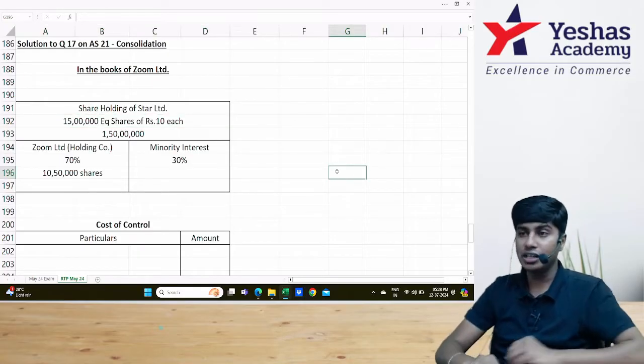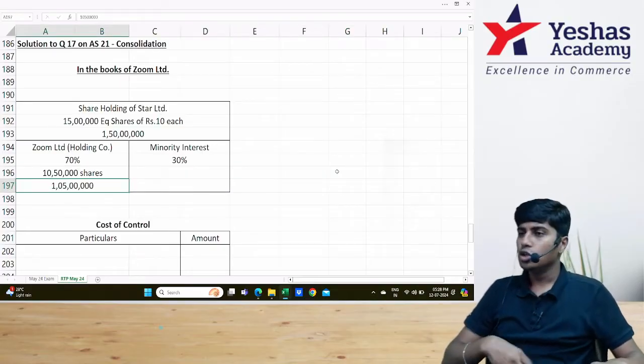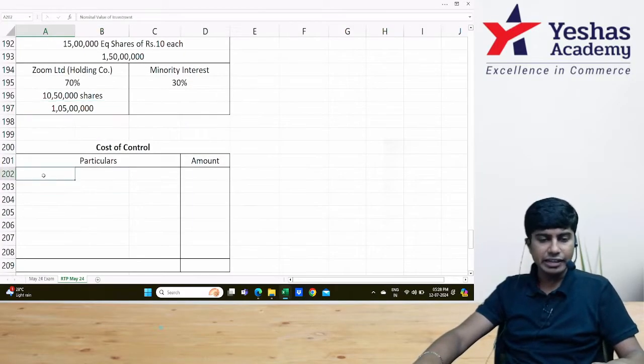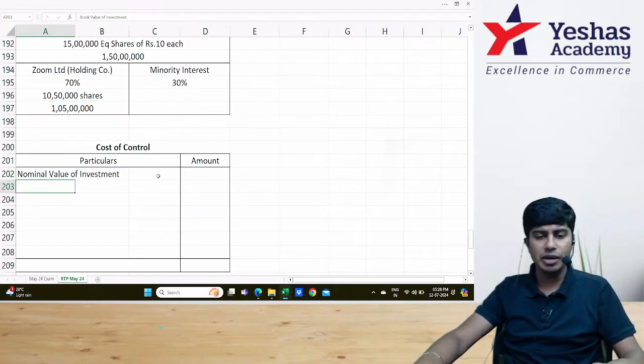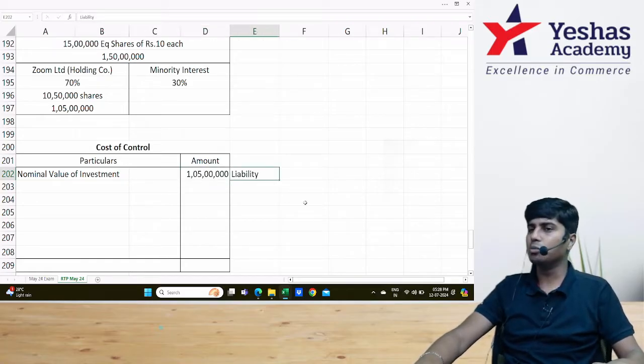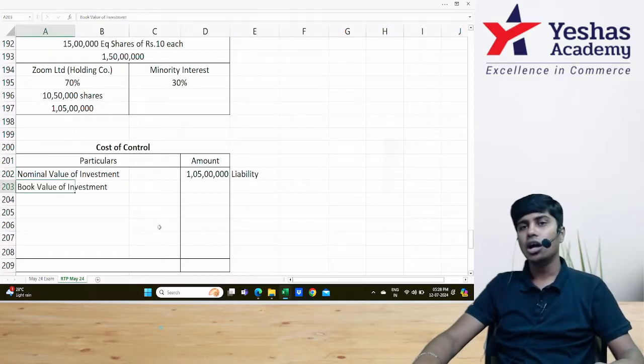10 lakh 50,000 shares at rupees 10 each. Can I say it comes to 1 crore 5 lakh? So the nominal value of the investment is 1 crore 5 lakh. Let me write here, nominal value of investment is 1 crore 5 lakh. This is the liability in the books of the subsidiary company. I can also find the book value of investments. How do I do this?